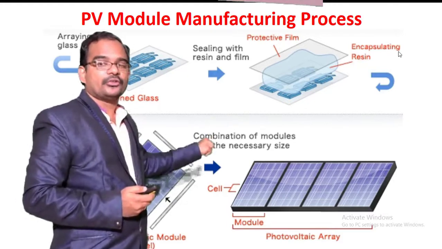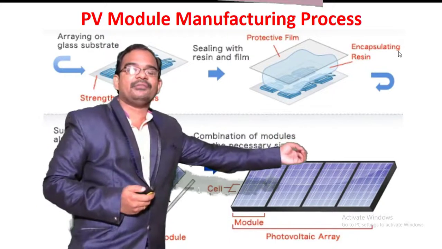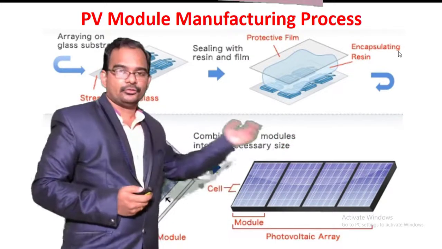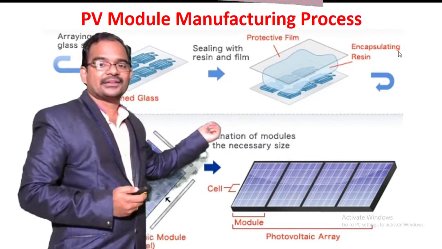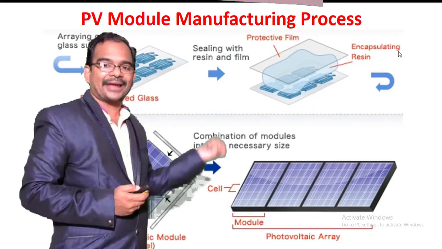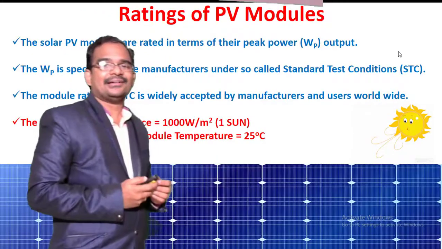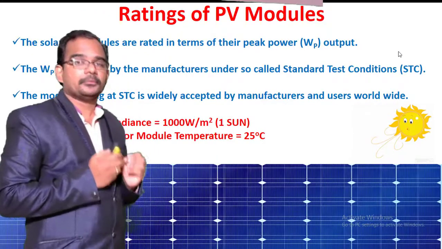So once the module is fabricated, now you can keep them in different arrangements of PV arrays. Right? You have a cell. Cells connected in series is nothing but a module, and modules connected in series or parallel is nothing but a PV array. Fine. Now let's see the ratings of a PV module.